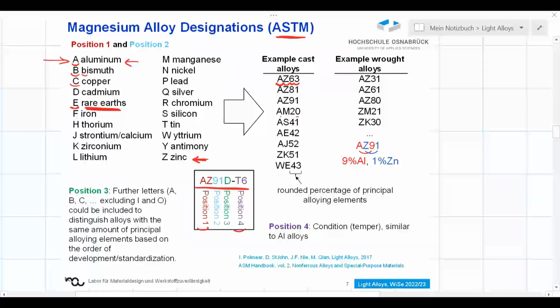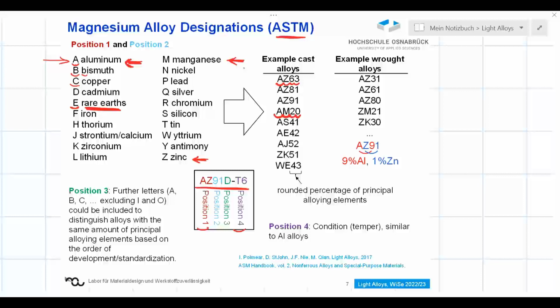If I look at this one, AM20, it has 2% of element A, and A is aluminum, and it has almost 0. Here we see 0, but this element is present, in amounts less than 0.5%. If it were more than 0.5%, we could use 1 here. What is that element? Element M, if you refer to the table, is manganese. So we will know that there is some manganese included in this alloy.